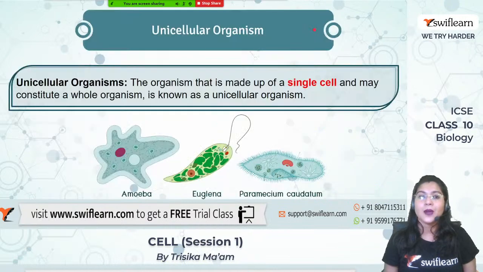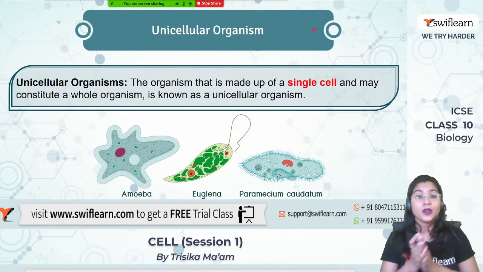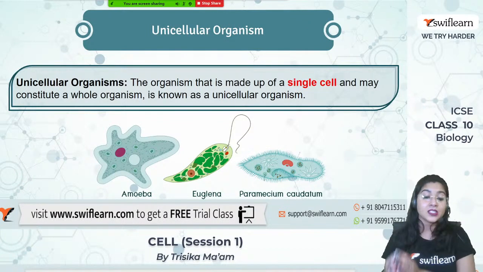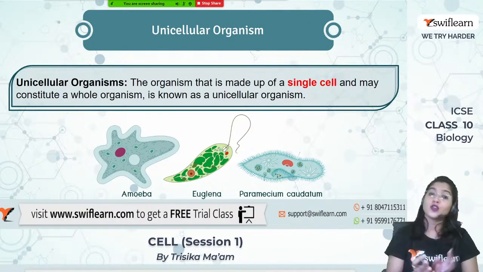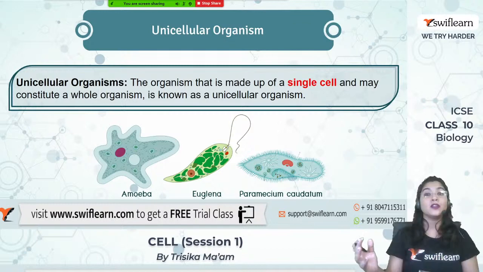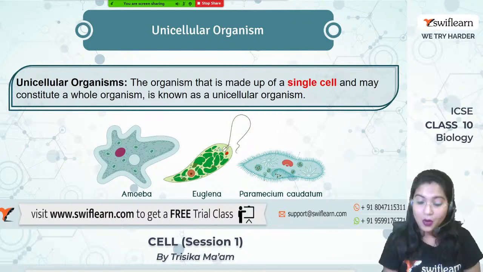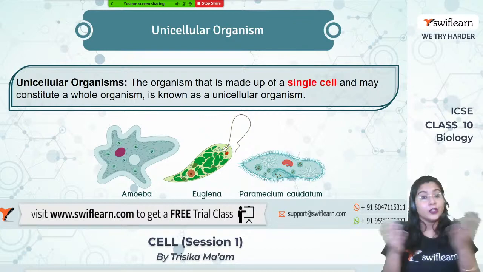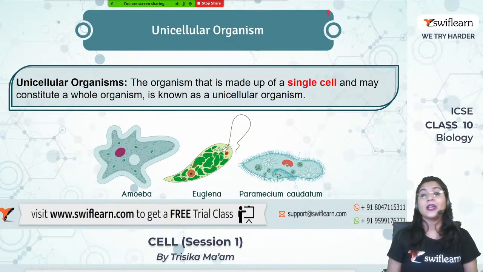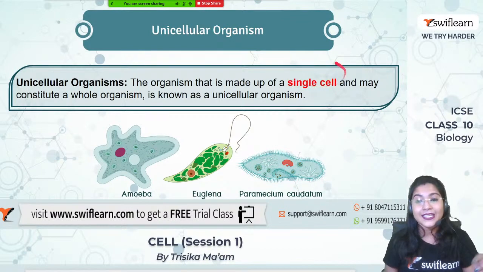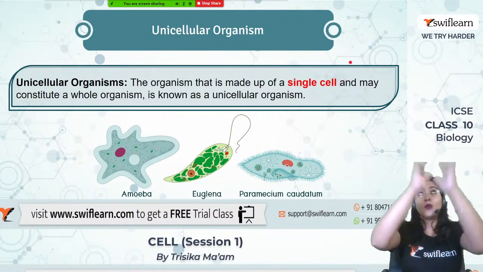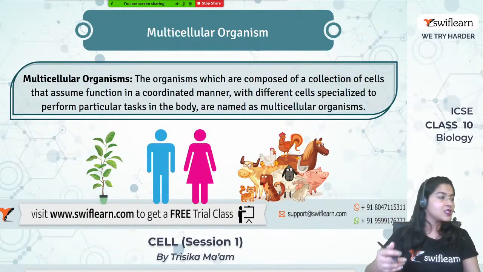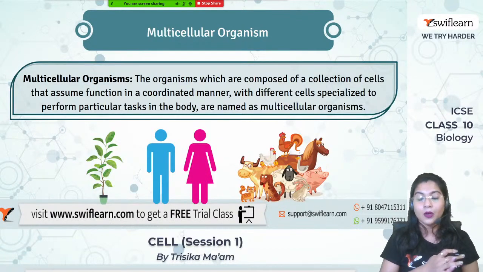So let us study the unicellular and multicellular organism in much more detail, so that you will be able to answer whenever you get any question on the definition of the unicellular and the multicellular organisms, right? So what are unicellular organisms? How will you define it? You will define it like this: the organisms which are made up of only one cell, where a single cell may constitute the whole organism, are known as unicellular organisms.